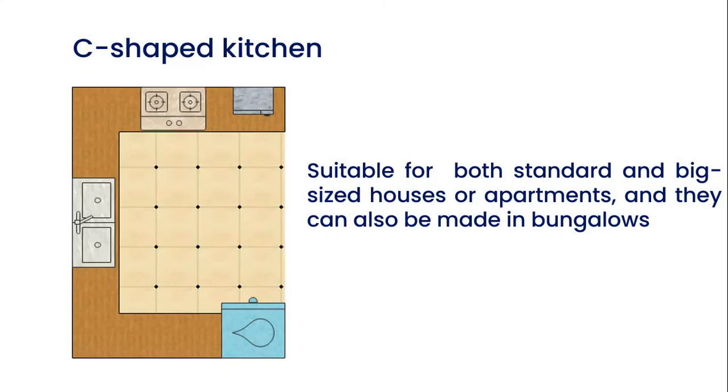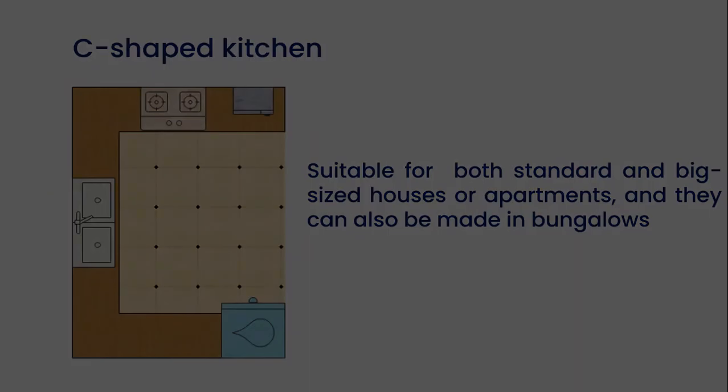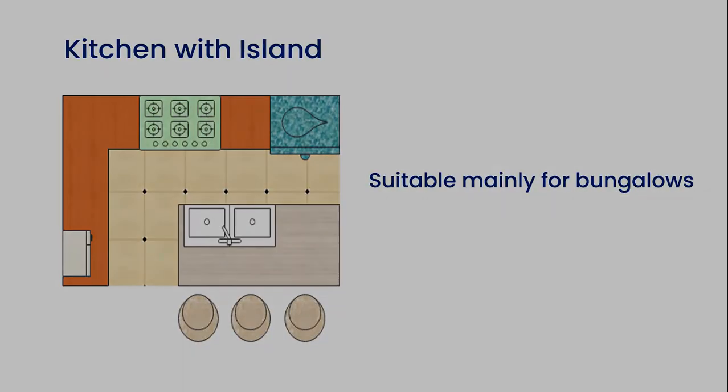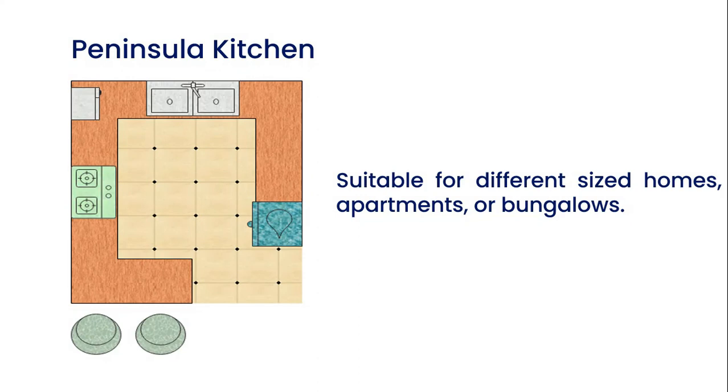C-shaped kitchens are suitable for both standard and big-sized houses or apartments, and they can also be made in bungalows. The kitchen with island is mainly preferred for bungalows. The Peninsula kitchen is suitable for different-sized homes, apartments, or bungalows.